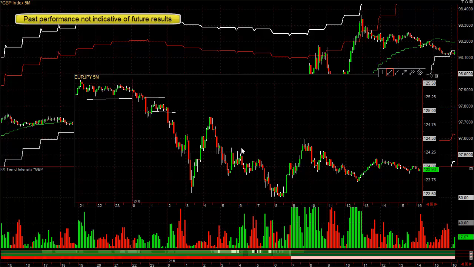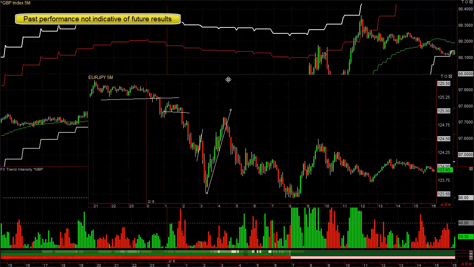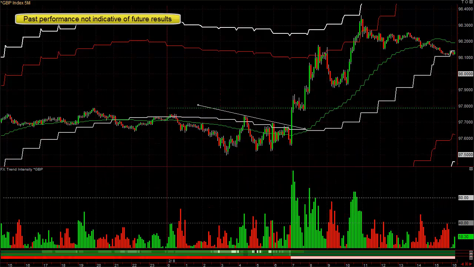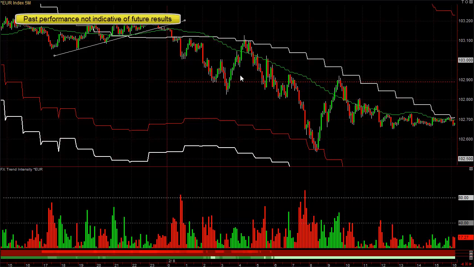You also have a nice 15-pip pullback right here, and then this one's almost ideal because it's a very significant pullback right here up until 4:30. If you looked at the euro, it probably looked relatively strong from that time. And look where it stopped, right at the hourly moving average. So great place to sell the euro.